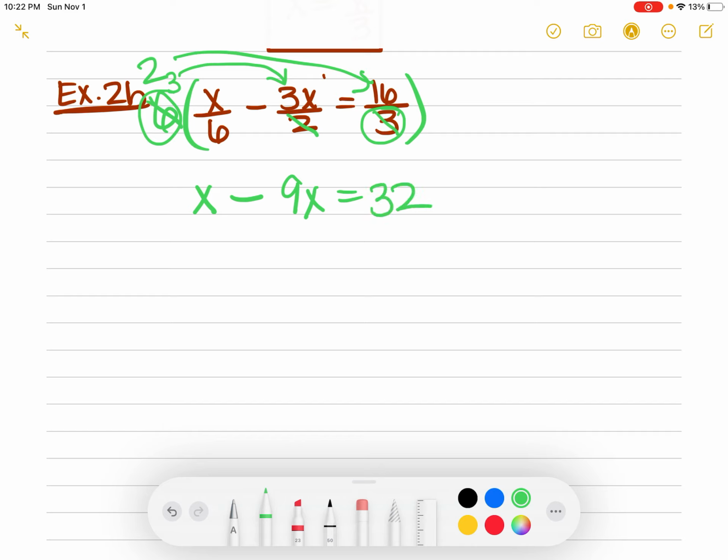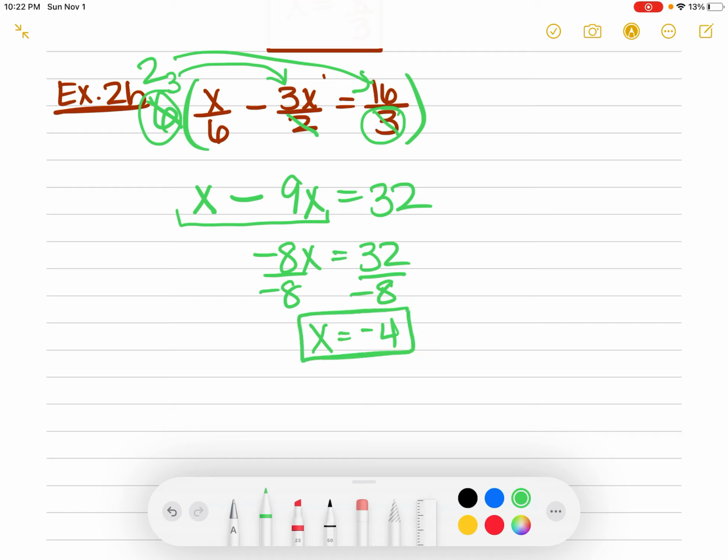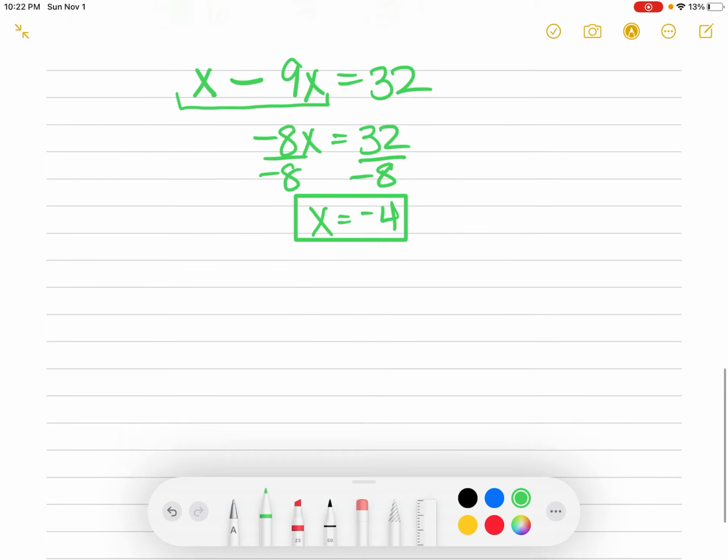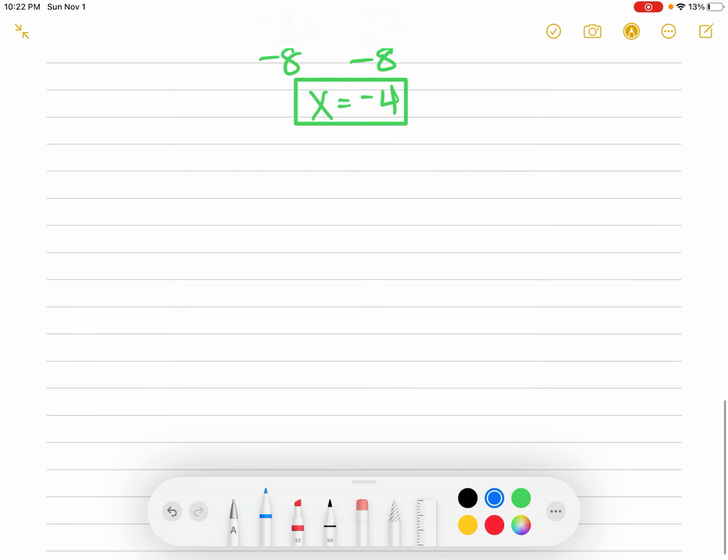Okay, now I can solve this by adding my like terms. These are like terms, so I get negative 8x equals 32. And then I'm going to divide by negative 8. And that gives me x equals negative 4. And that's my answer. So that's what you should have gotten for example 2b. Okay, my next example, example 3, this is the last one we're doing, and it's a little bit different. I try to give you different examples of everything that you'll be seeing.